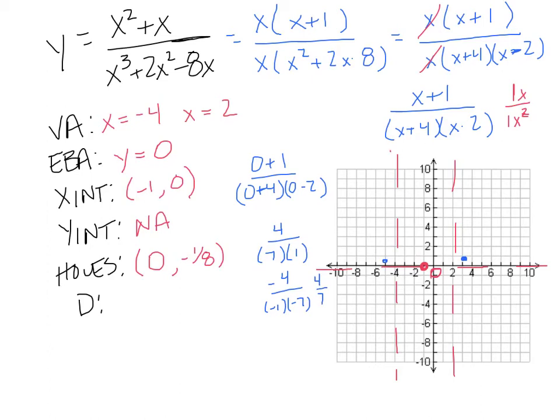That lets you see two of your branches. Your branches are actually up here. That's okay. Now we need to figure out what's going to happen in the middle. I already kind of know what's going to happen on one side. I know that it goes down like that, following those vertical asymptotes.